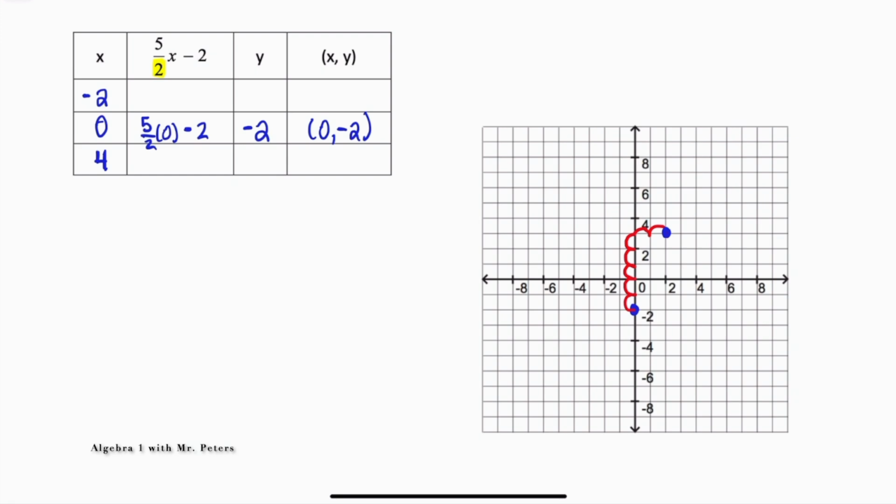If I continue this process again, the next point on my graph is going to be (4, 8). And just to be safe, let's do one more, go on the opposite side of the y-intercept.